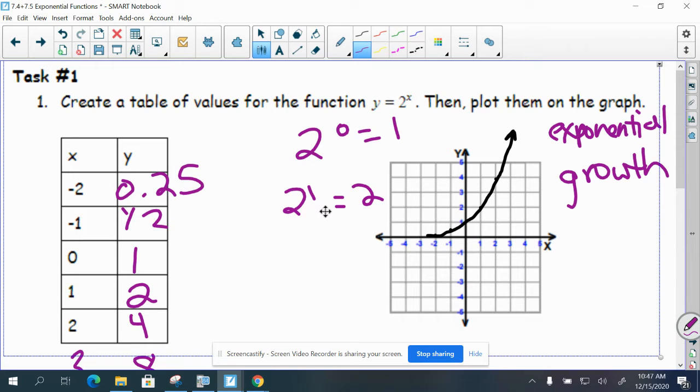Okay, and then also what you want to note is that you're never going to cross the x-axis or the y-axis here. So don't go like that. Okay, that's bad. Just leave it here. Do the arrow because remember, it never crosses the y-axis. It just gets really close to it.